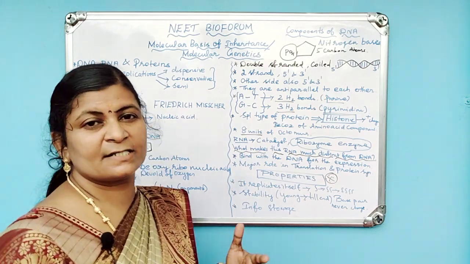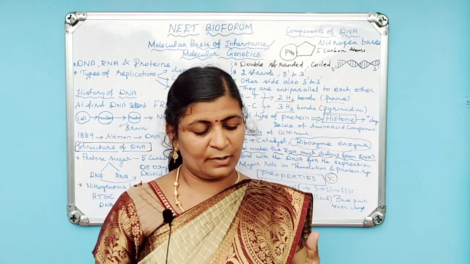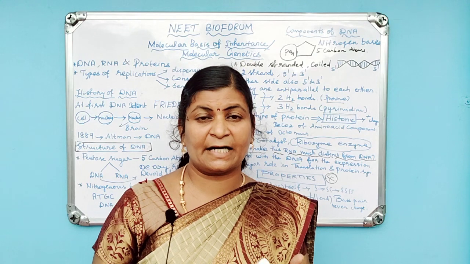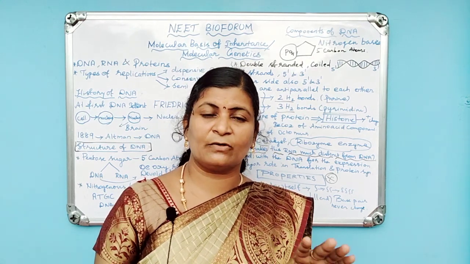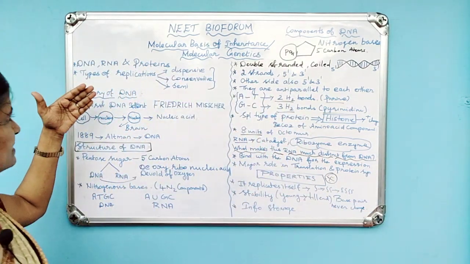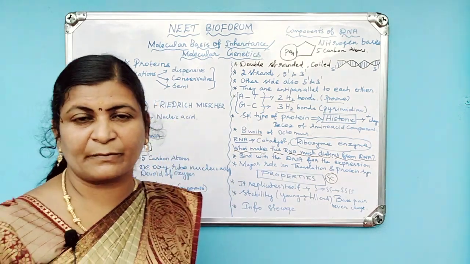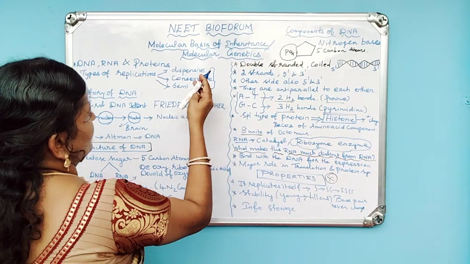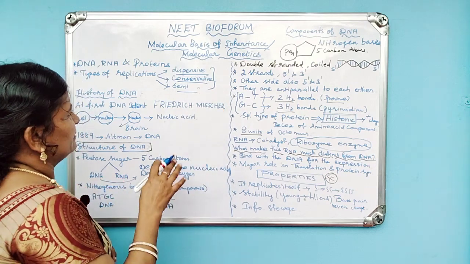In this chapter there are many processes going on: DNA replication, transcription, translation and protein synthesis. First, let us see the types of replication. There are three types of replication: dispersive replication, conservative replication and semi-conservative replication.